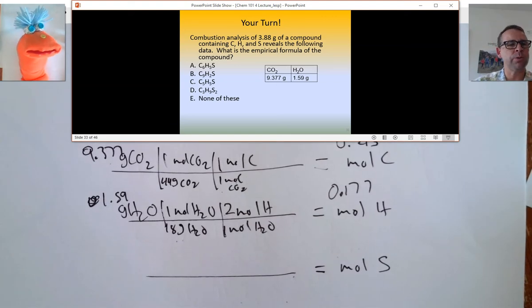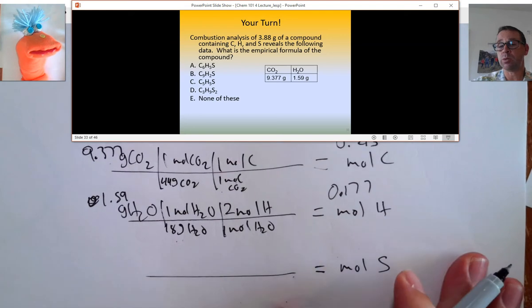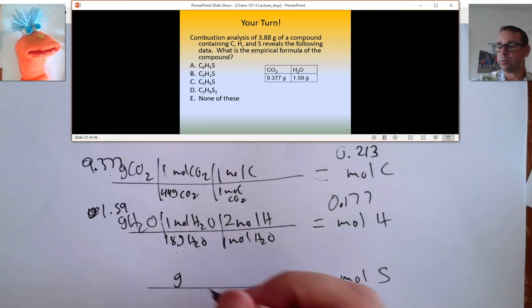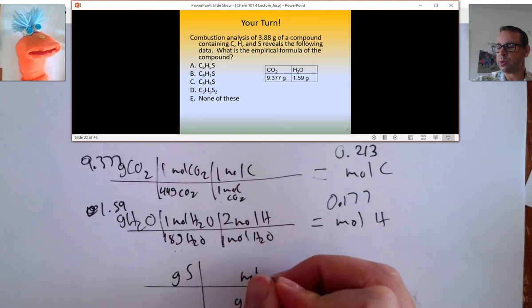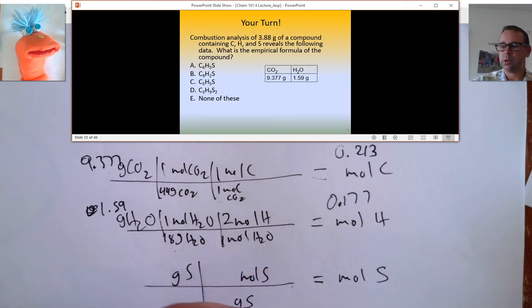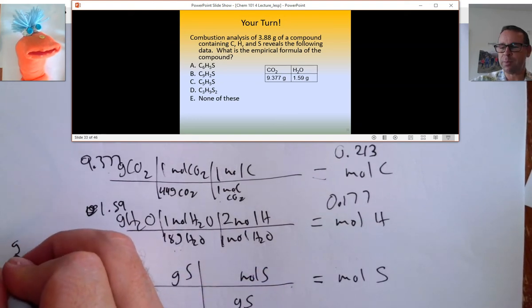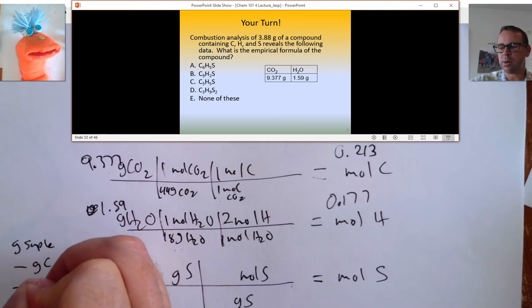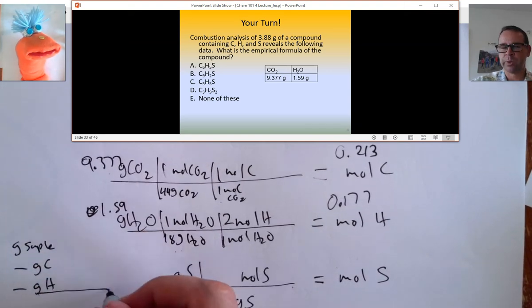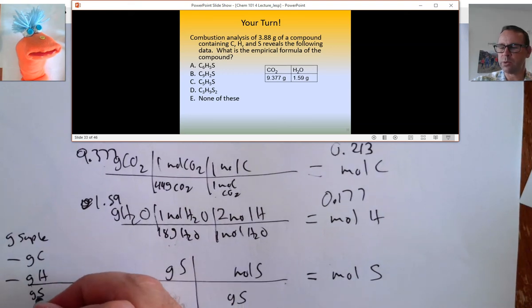Where do I get moles of sulfur? I don't remember that. Okay, well, what we have to do for moles of sulfur is, like the last problem where we looked for moles of oxygen, first we have to get grams of sulfur, and then we'll go from grams of sulfur to moles of sulfur. But we get grams of sulfur from the grams of sample minus the grams of carbon and the grams of hydrogen. And the rest must be the grams of sulfur.